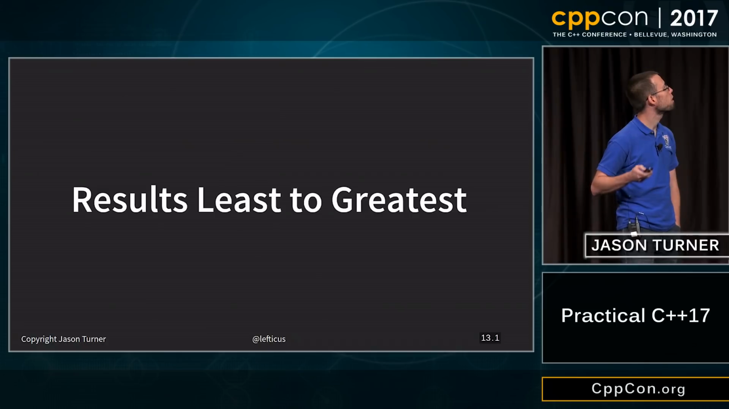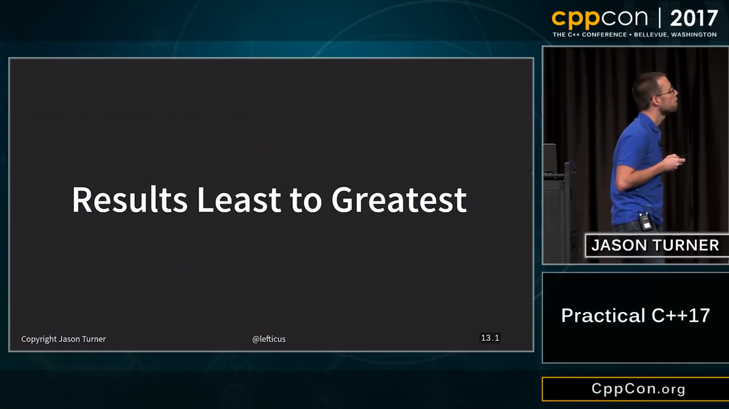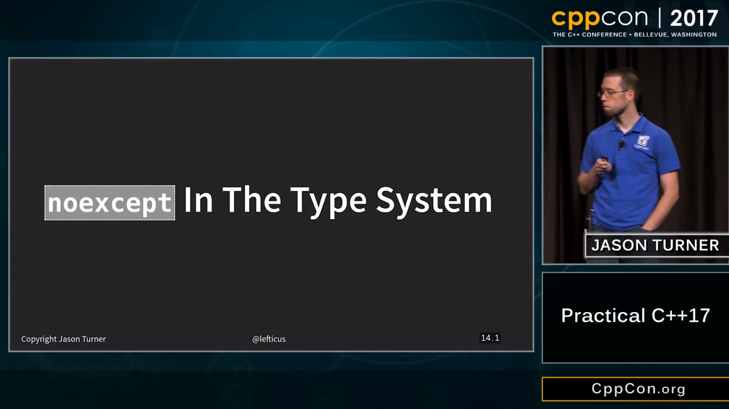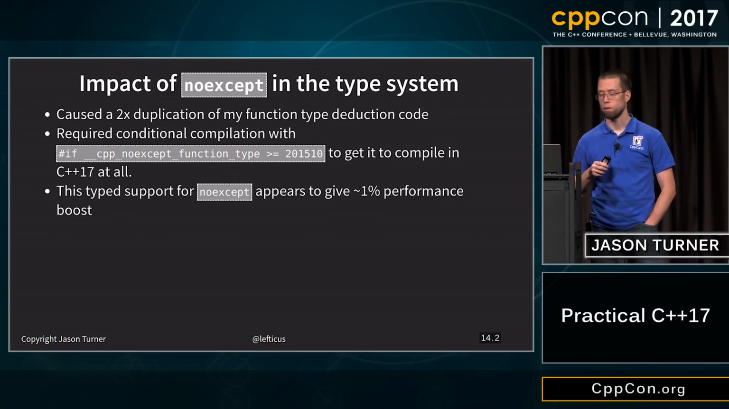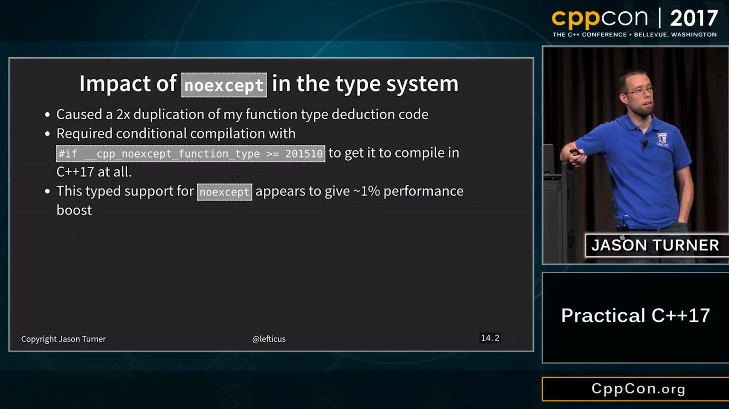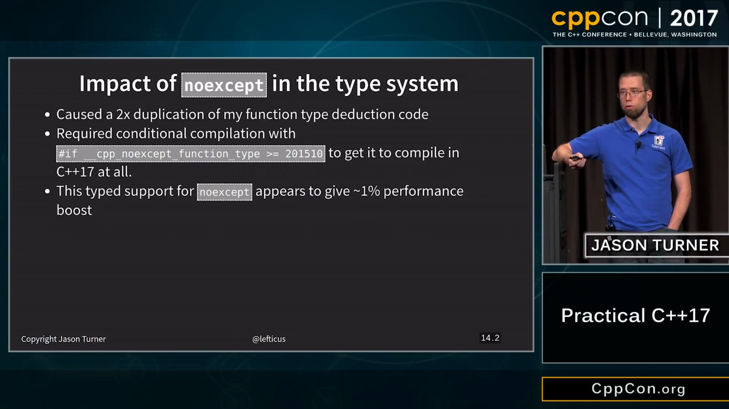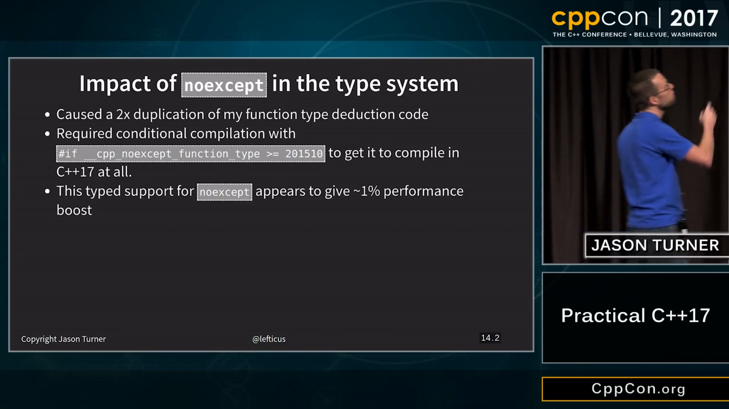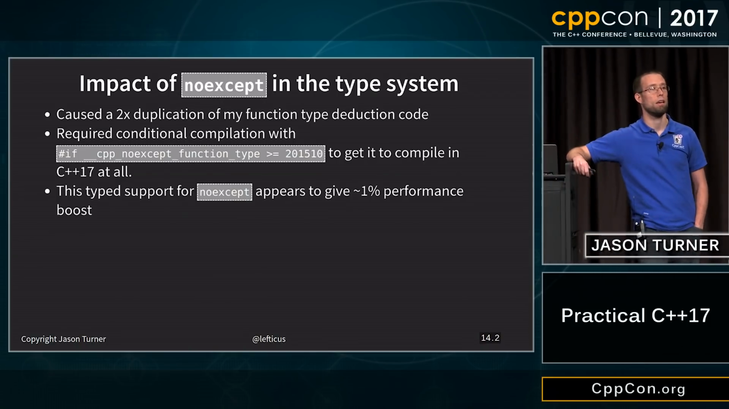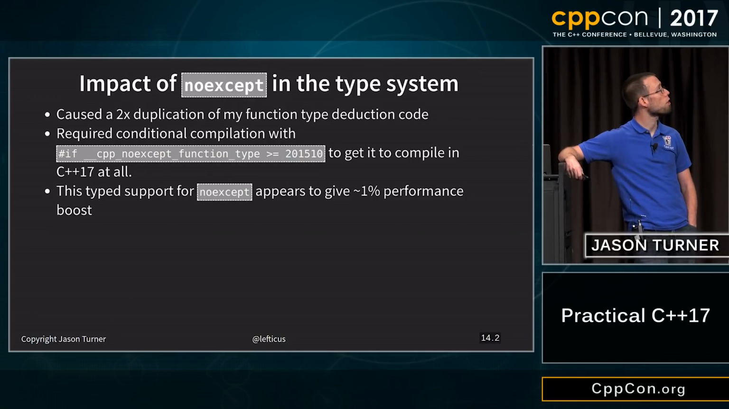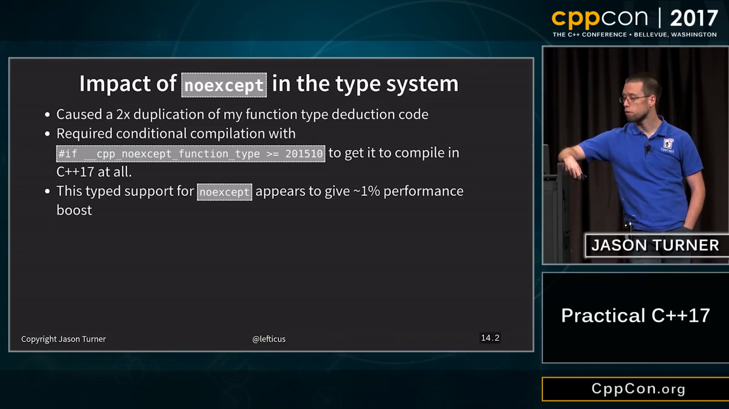Okay, so answers from least to greatest. noexcept in the type system. This actually ended up causing a two-times duplication of my function type deduction code in TypeScript, which is not unexpected. I have to have an overload for all of my function type deductions for things that can be noexcept. The reason I discounted it a little bit here is it required some conditional compilation, because I have to use a compiler feature macro to know if I'm compiling on a compiler that supports noexcept, to know if I should add the overloads, because otherwise I get ambiguous overloads on a C++14 compiler.